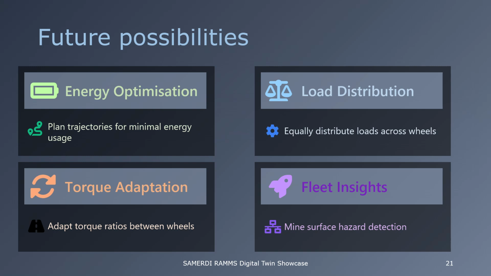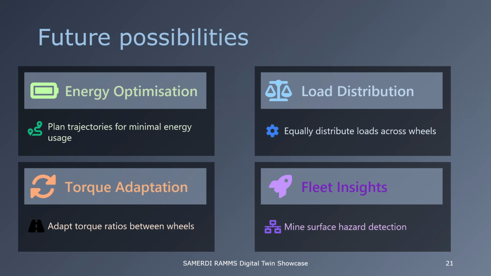Okay, so looking towards the future, technology like this allows us to do quite a few things. So to look at 4 examples, we can start to do energy optimization. So we can start to plan trajectories based on our knowledge of the traction to use the least amount of energy. All right. We can also use these traction ellipses to equally distribute loads across wheels.